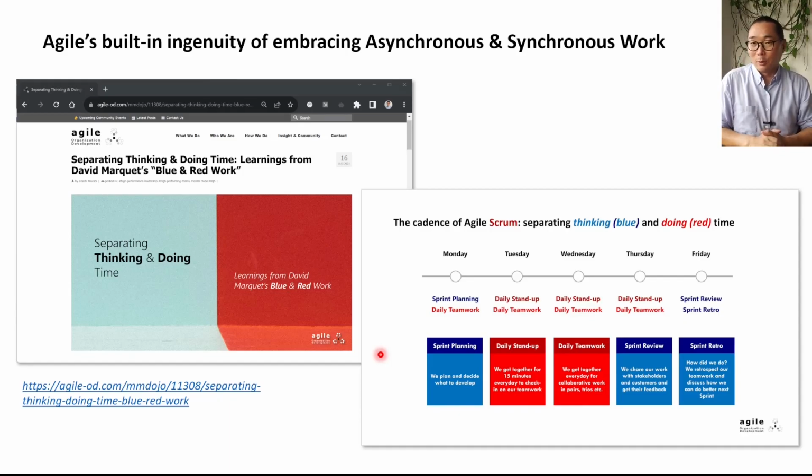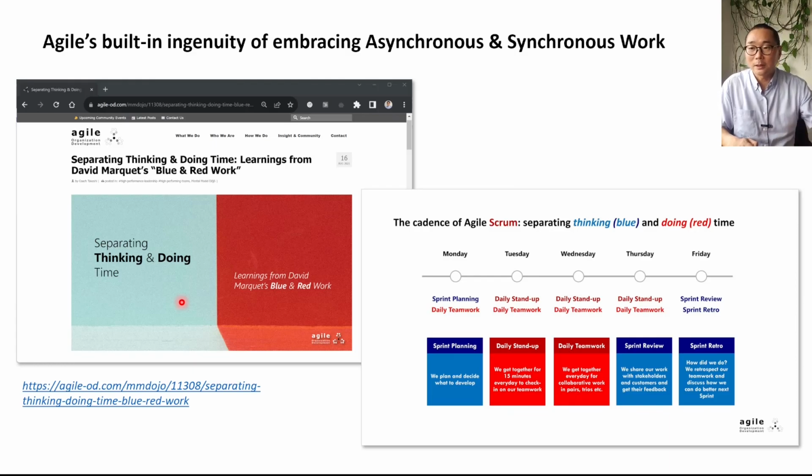And guess what? Lo and behold, Agile embraces asynchronous and synchronous work ingeniously by design. This doesn't come as a surprise, as Agile is a serious attempt at making teamwork work. And good teamwork comes from a balance of effective synchronous and asynchronous work. For example, Agile, Scrum, and design thinking as a practice separates thinking and doing time, which is what David Marquet calls blue and red time.